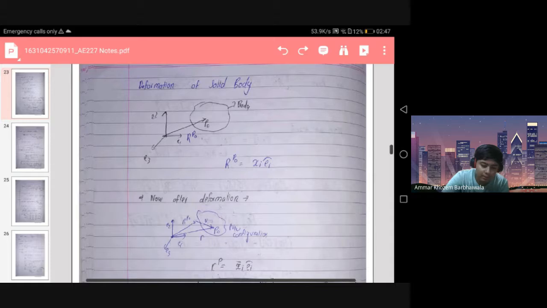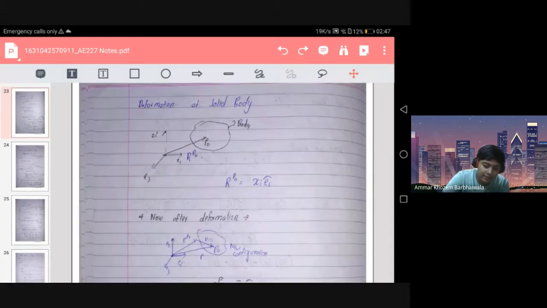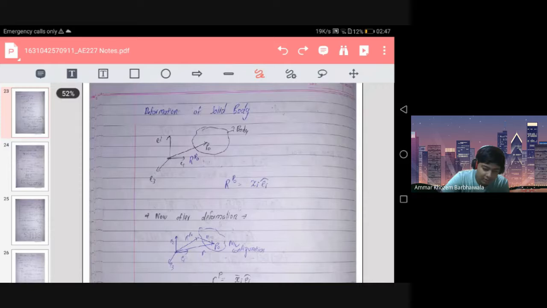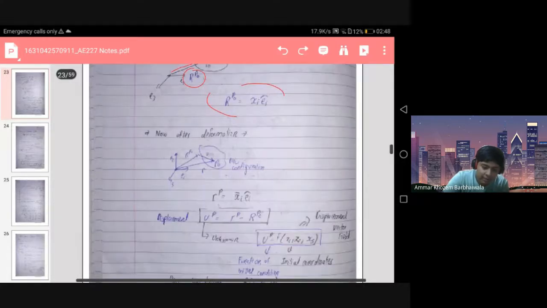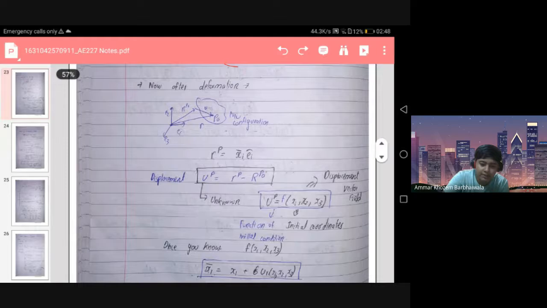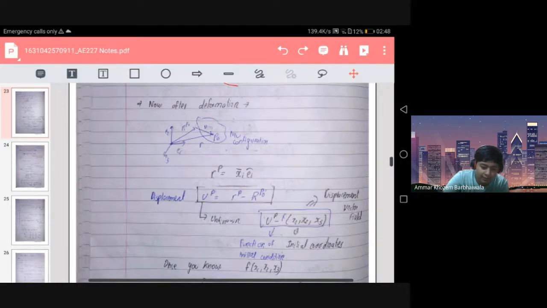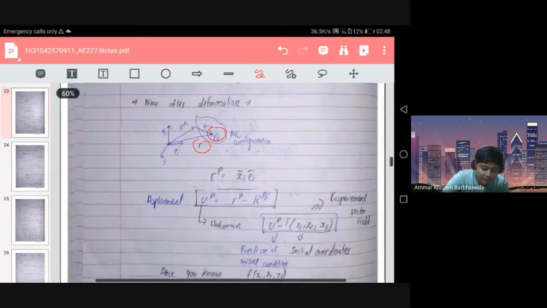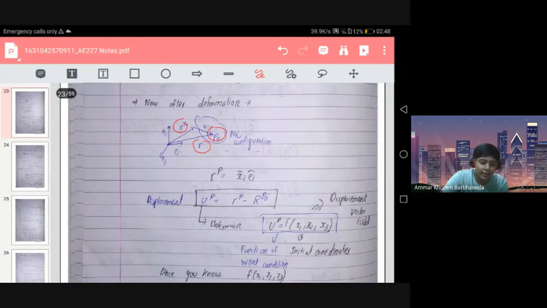So this is my body, and I have all these vectors. r_p naught would give me the direction of the vector p naught. Let us say that after deformation, in the new configuration, this p naught goes to p. So r_p naught was initially this vector, right? After deformation, it goes to this point p, where its new vector is r_p.